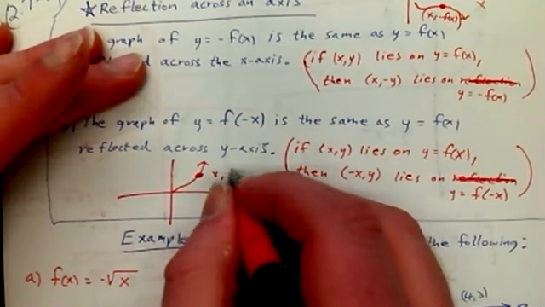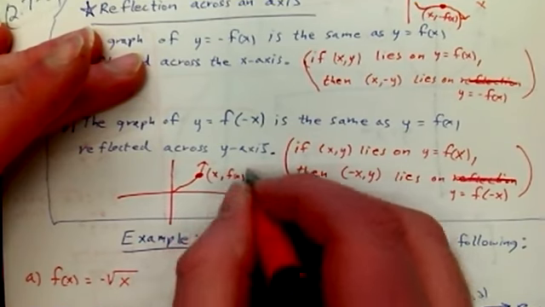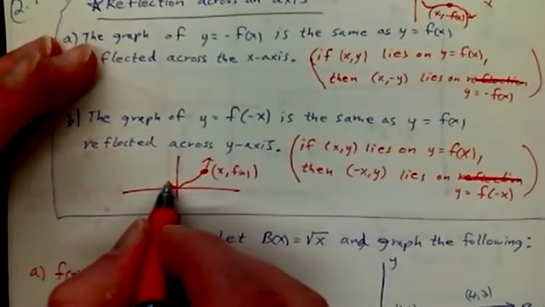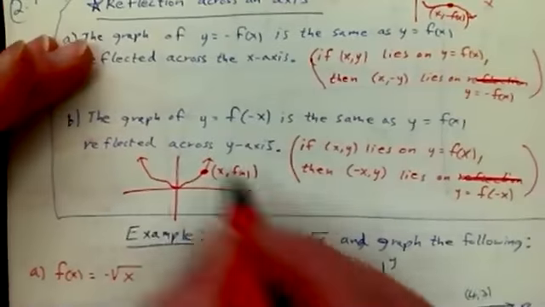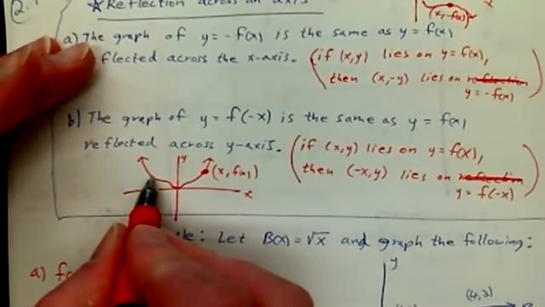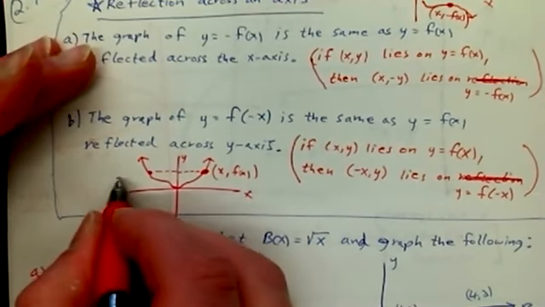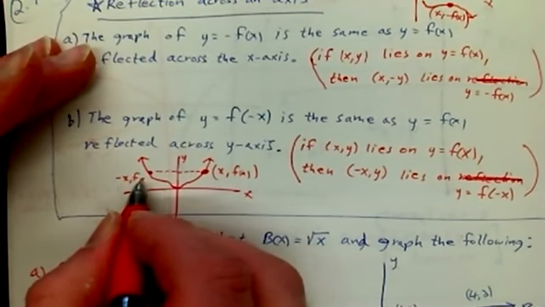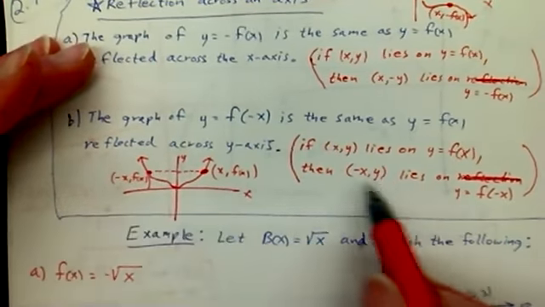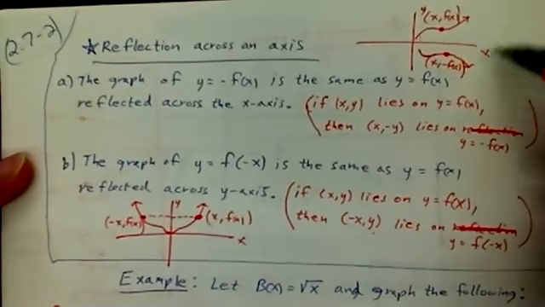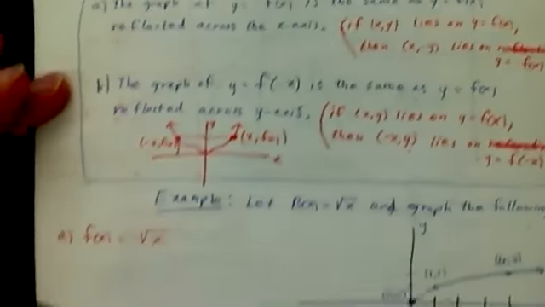So for example, in this case, if I have the points x comma f of x, remember f of x is the same as just saying y, so you can put a y here if you'd rather. Then if it's f of negative x, we have this. These are the same y values. This is just negative x comma f of x, or negative x comma y. So you can see reflected over the x, reflected over the y.